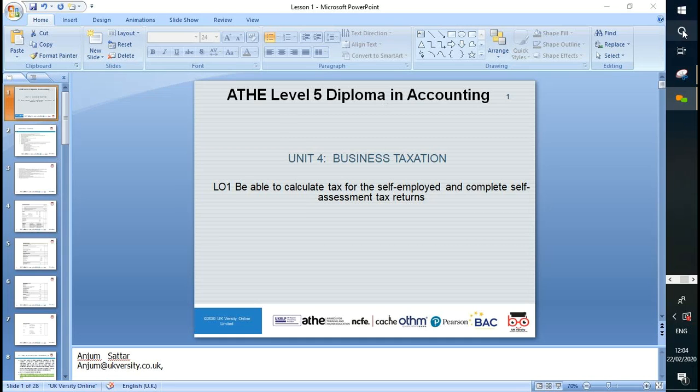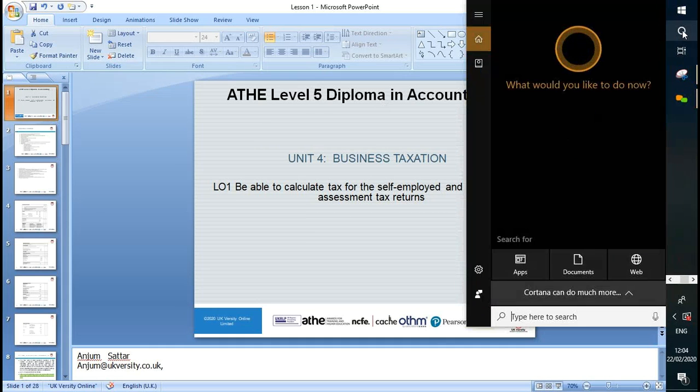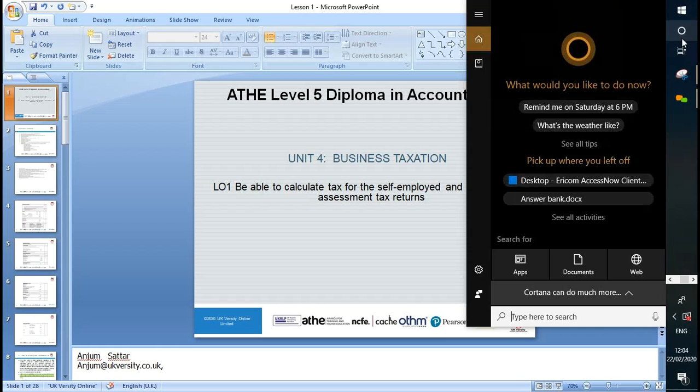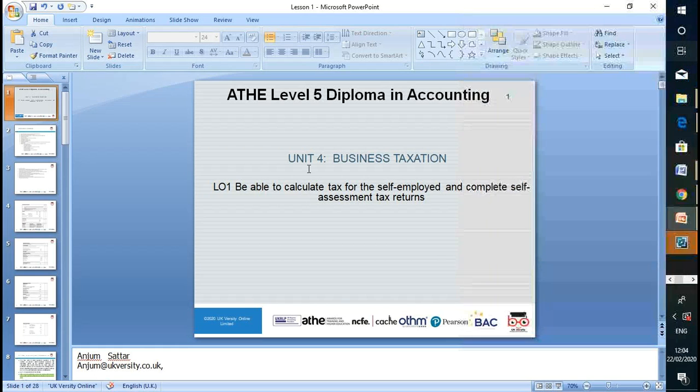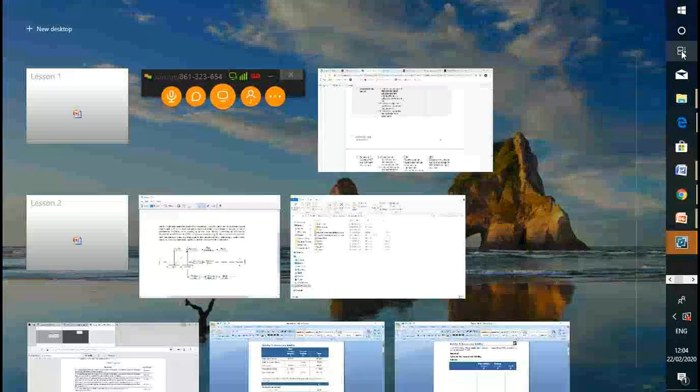So before starting this module, we'll go through what we're supposed to learn within it, how many learning outcomes we have. So all this we'll discuss first before moving forward.